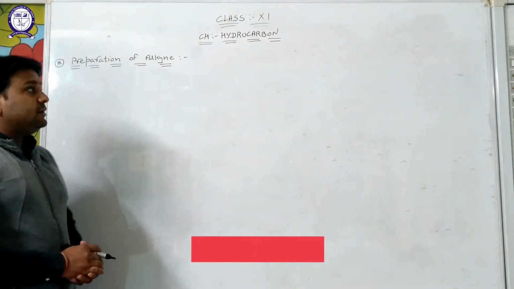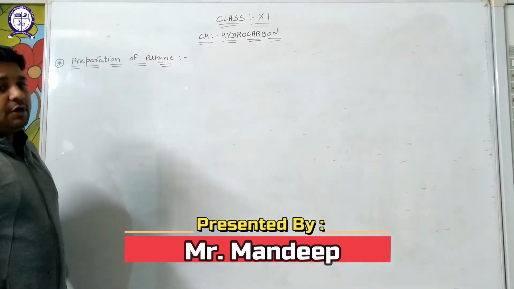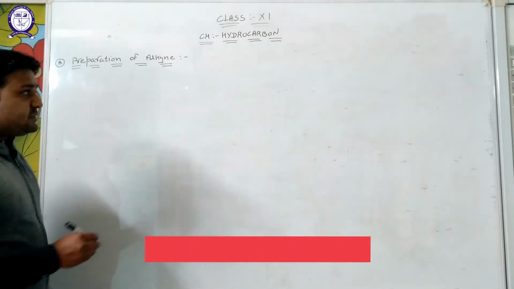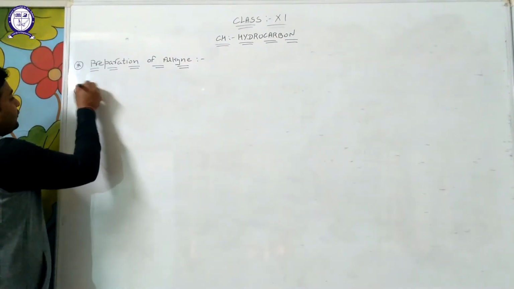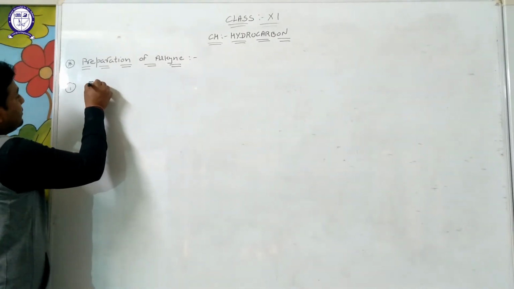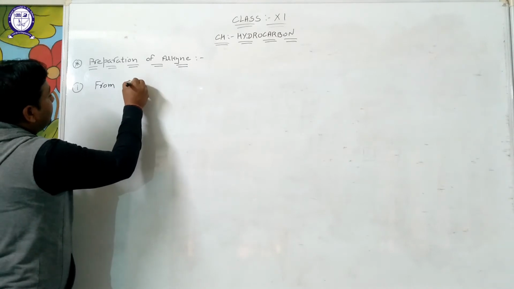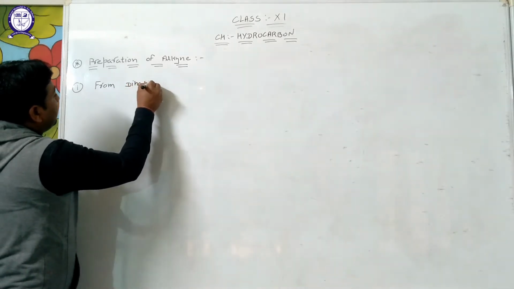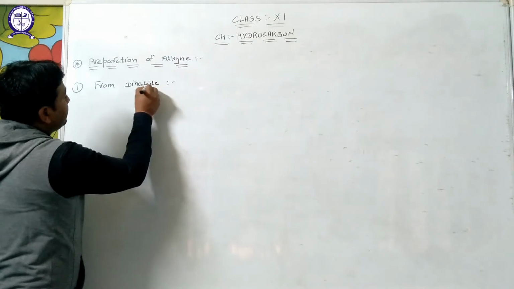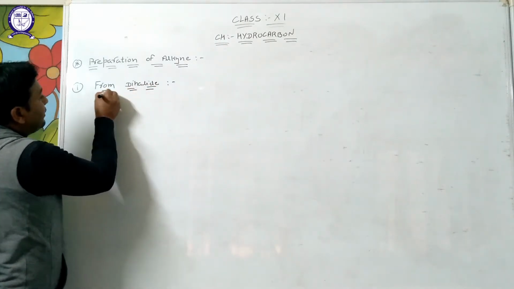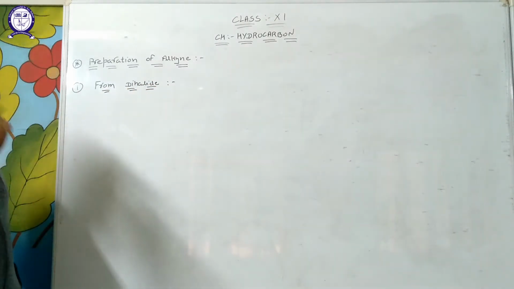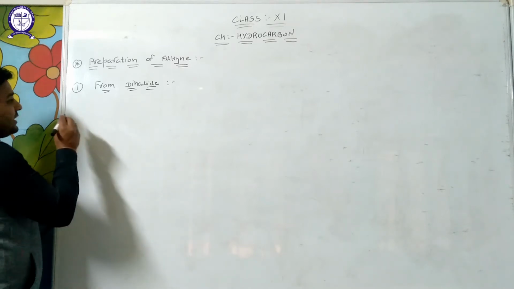Good morning students. Now we start with the preparation of alkynes. First, from dihalide. First from dihalide case. Clear?